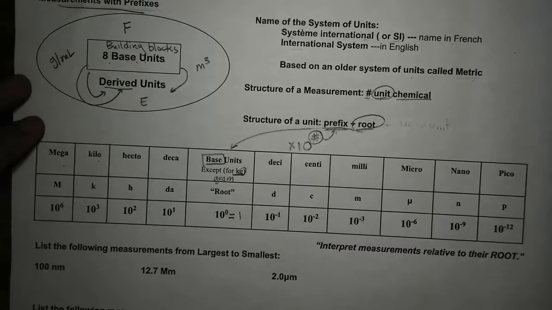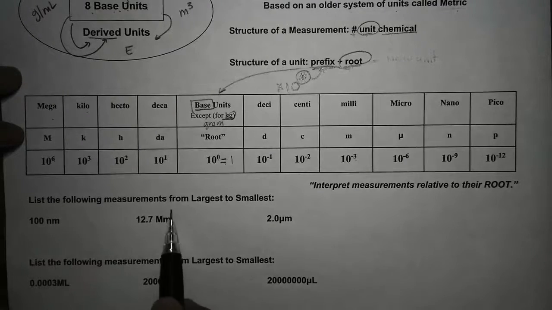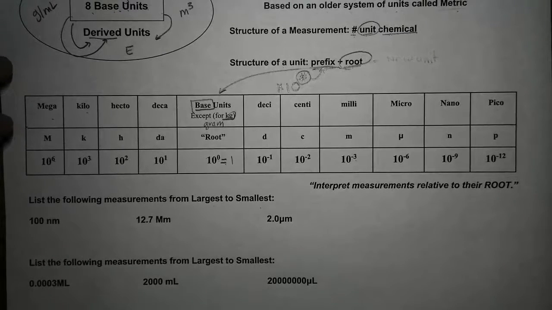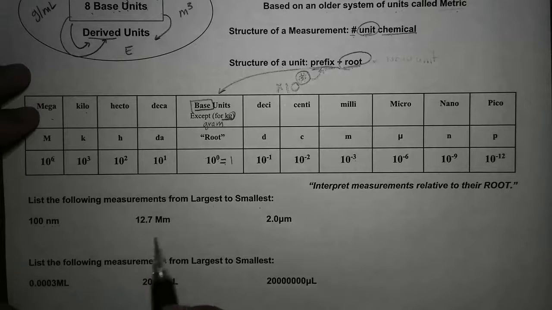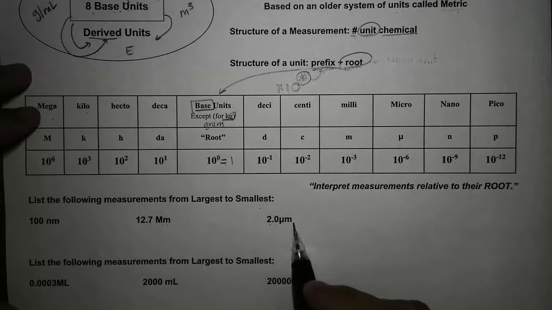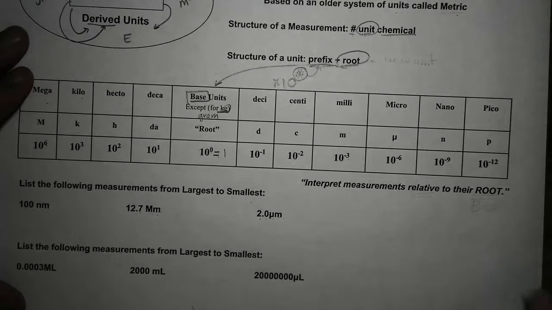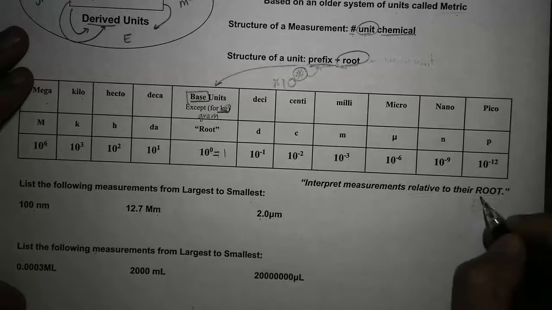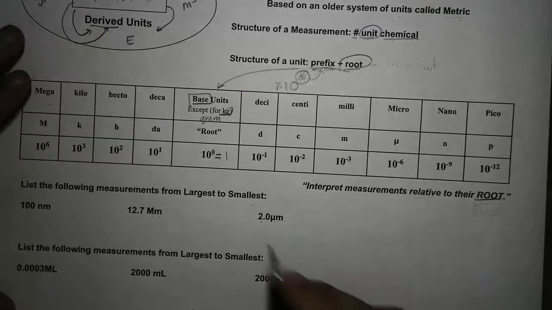So let's look at an example. In this example, list the following measurements from largest to smallest. Notice we have 100 nanometer, 12.7 megameter, and 2.0 micrometer. Before we can determine the values of all the measurements, we have to compare them to a specific unit, in this case their root, going back to the base unit again, except for kilogram.